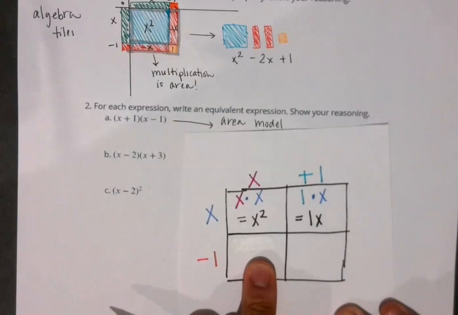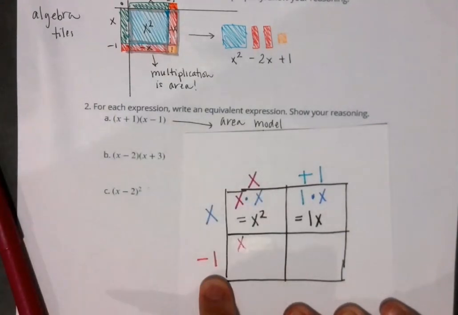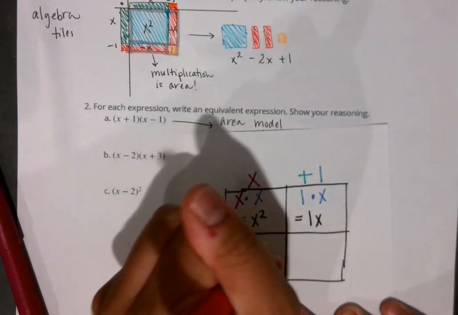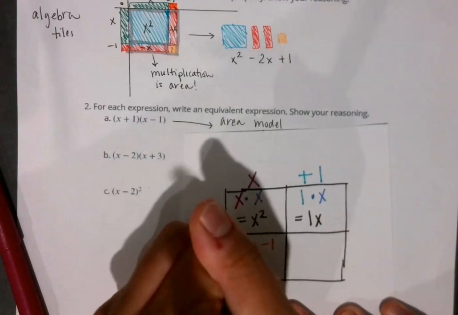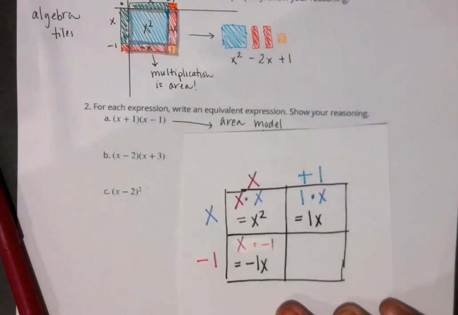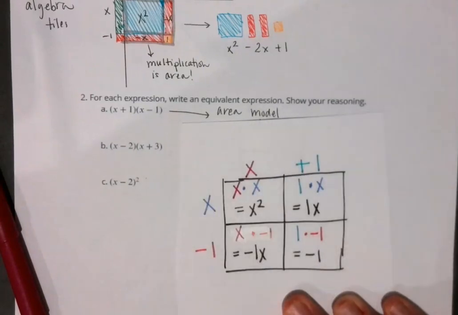This bottom left box is going to be this dark pink x times this light pink negative 1. And I know that x times negative 1 is the same thing as negative 1x. Now this last box is going to be this blue 1 times the light pink negative 1. And I know that 1 times negative 1 is negative 1.